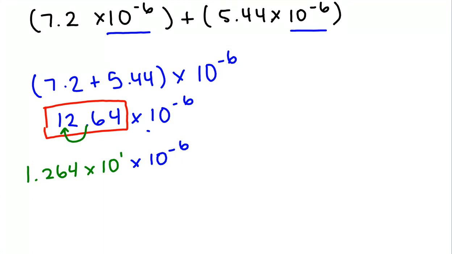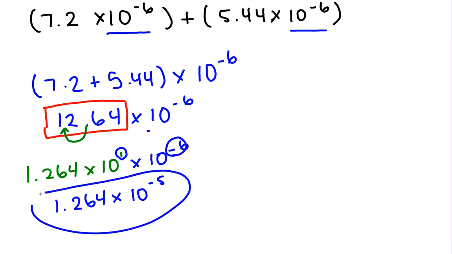And now we just use our product of powers property down here, and we are left with 1.264 times 10 to the power of negative 5, because we added our exponents. 1 plus negative 6 is negative 5. So this is our answer.